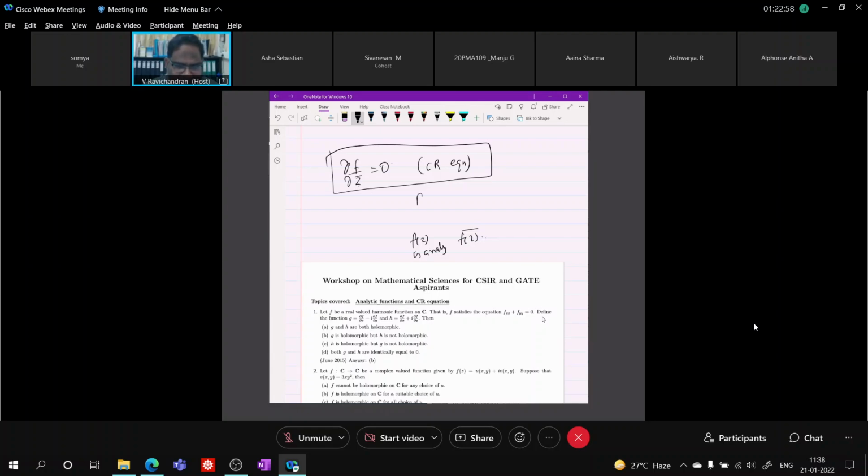Why is the real part of z not analytic? Because this is z plus z bar by 2, and this has z bar in a non-trivial way. If you compute dou f by dou z bar, you will get 1 by 2, which is not 0. The Cauchy-Riemann equation is not satisfied. So even the imaginary part of z is not analytic because of that reason only. A function containing z bar cannot be analytic.